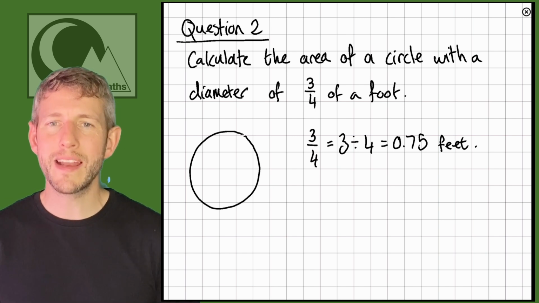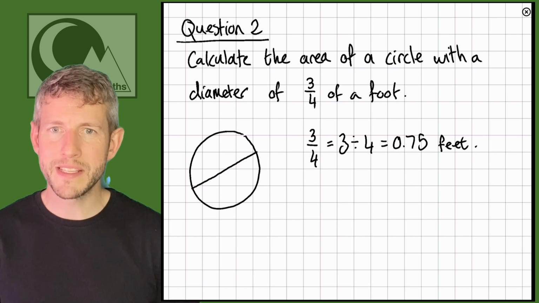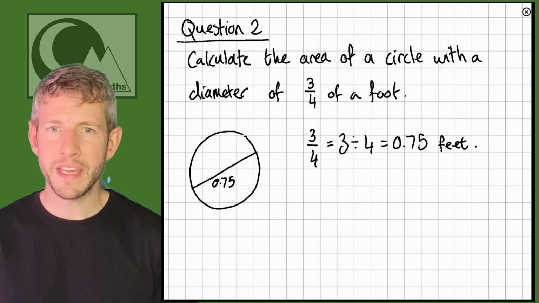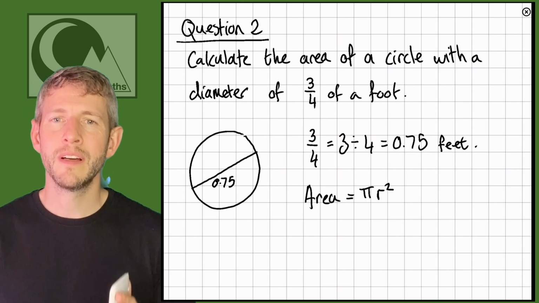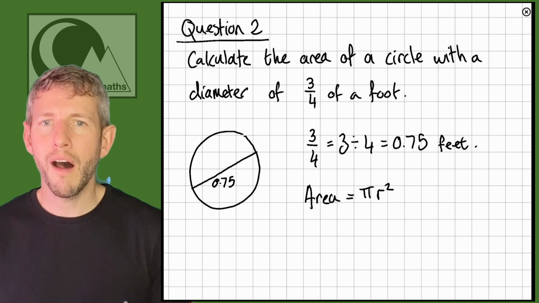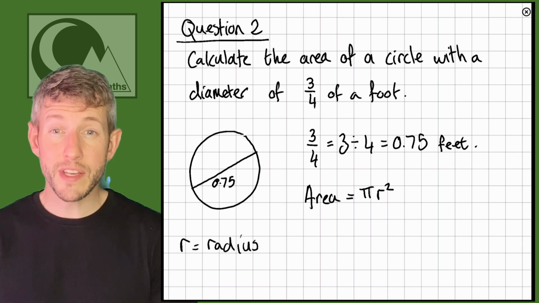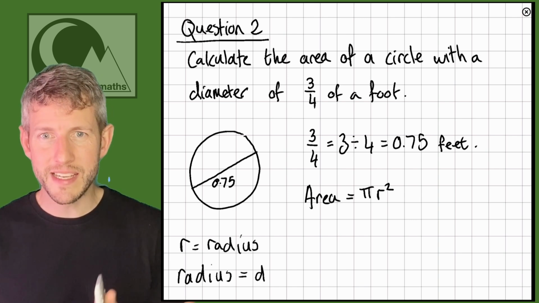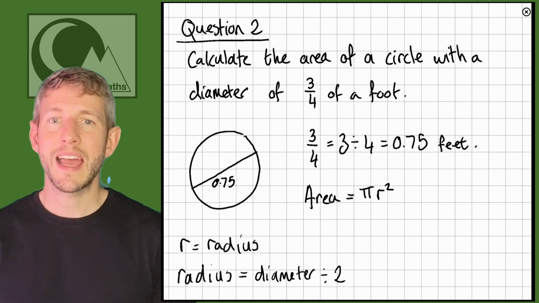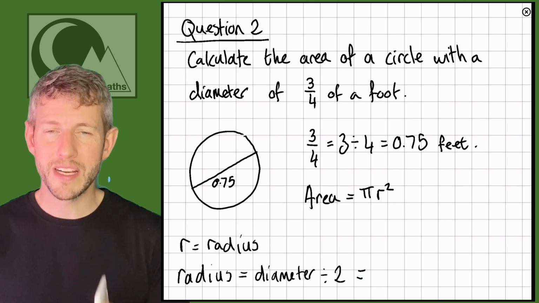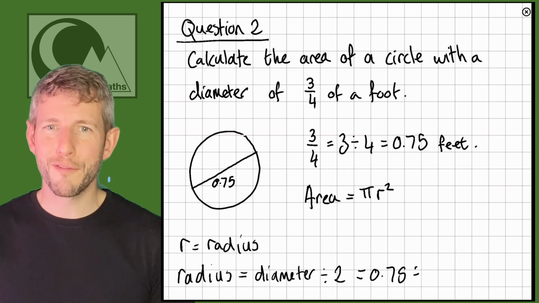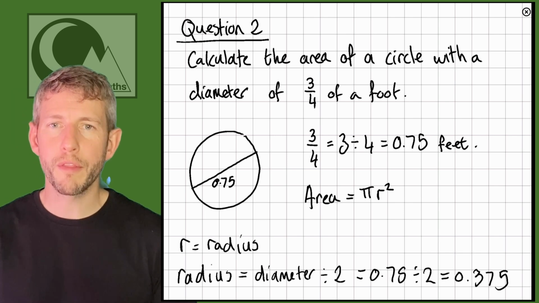So here we go. So we're really looking at a question here which says, calculate the area of a circle with a diameter of 0.75 feet. Now, remember, the formula for the circle is the area of a circle equals pi r squared. So r in this case stands for radius. We've been given the diameter, so we need to work out the radius. So remember, the diameter is twice the radius. So that means if you have the diameter and you want the radius, you have to divide it by 2. So 0.75 divided by 2 equals 0.375.